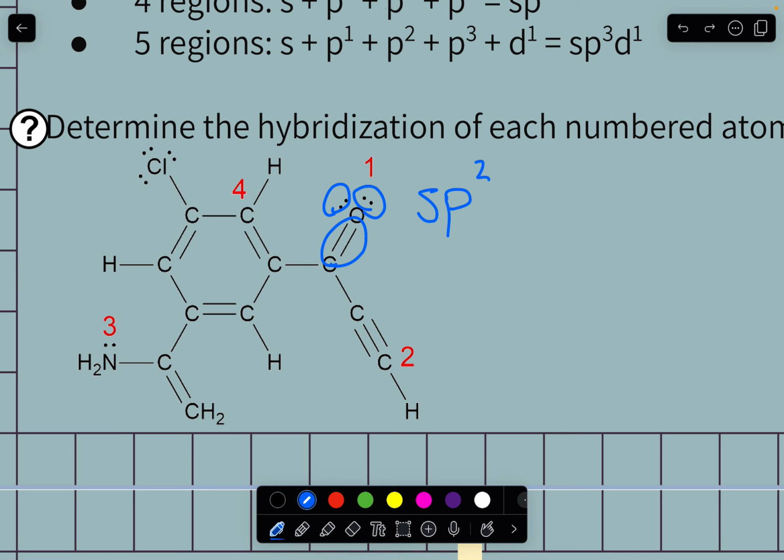For our second one down here, the carbon, remember electron densities. We have 1 with the triple bond, 1 with the single bond. So S is going to be our first one. Then we have 1 in the P. So sp1, if you want to write that 1, you can, but you don't have to.